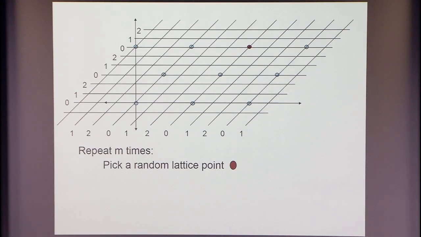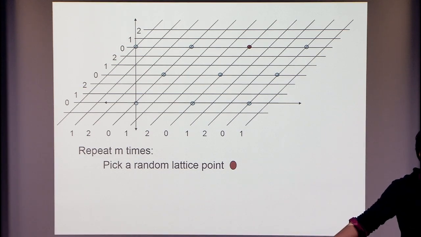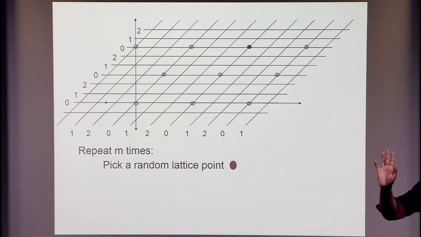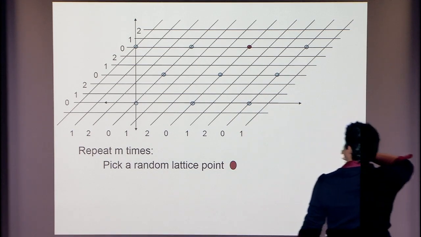I'm going to pick a random lattice point. Again, random lattice point, what does that mean? I'll conveniently slip this under the rug. There is a very nice way of doing it, and we'll talk about it at the end. Okay, random lattice point. So what is a random lattice point? This is a random lattice point.